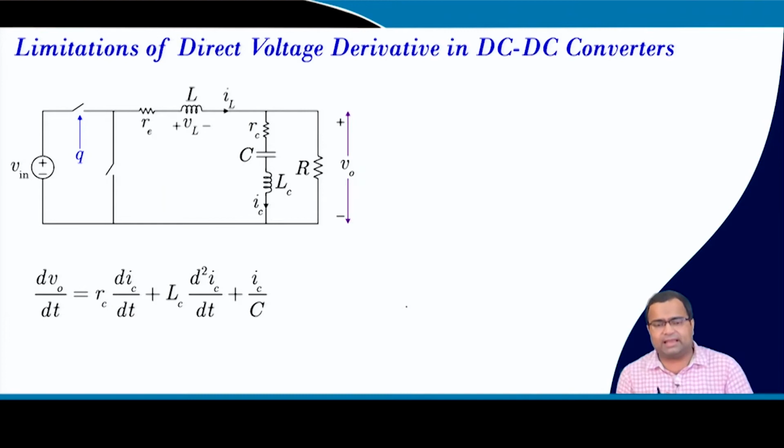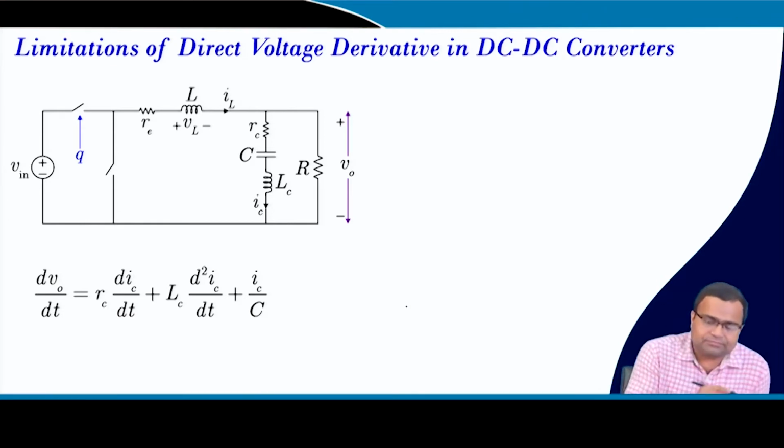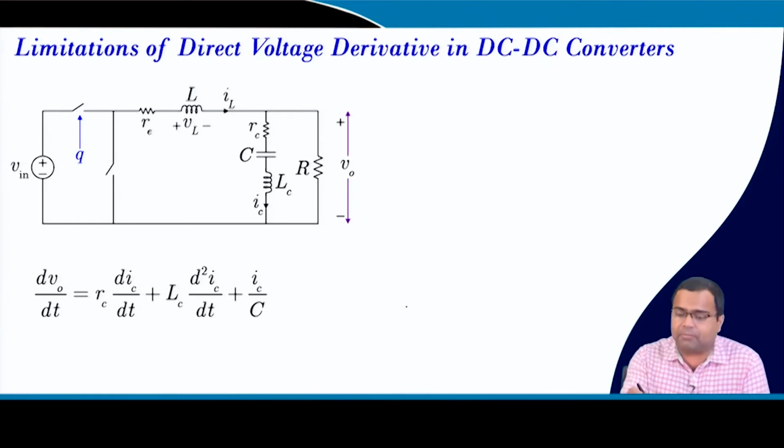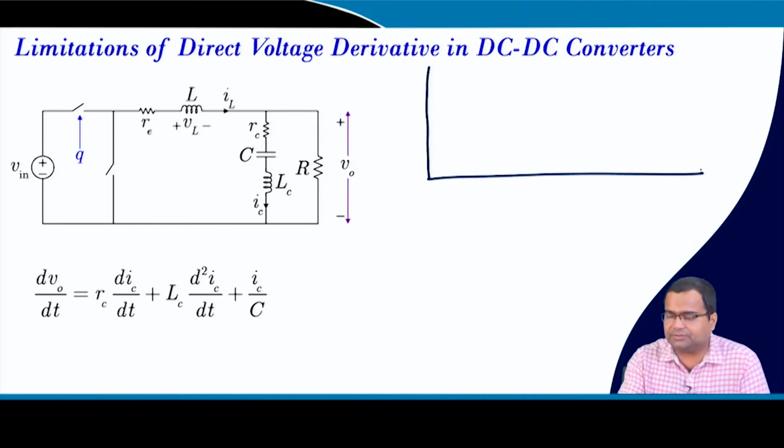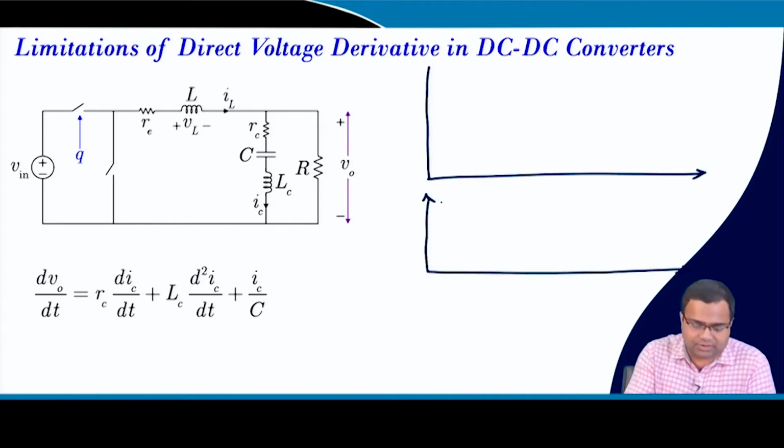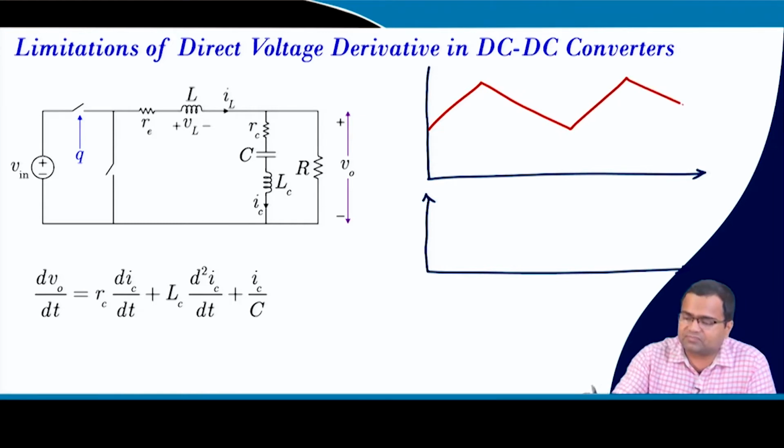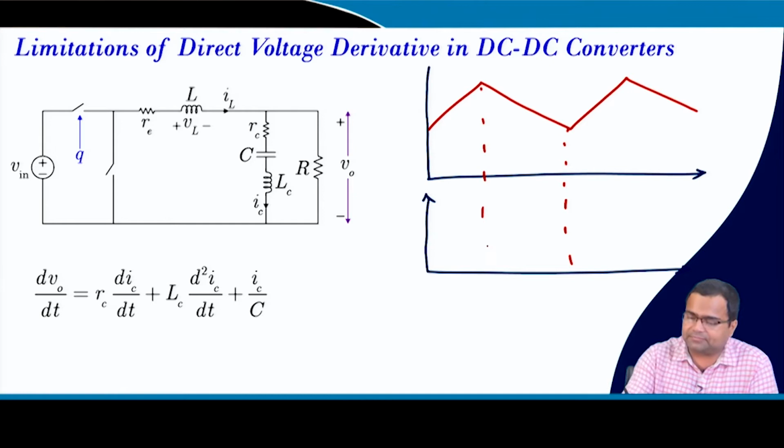But if you take a PID controller in a DC-DC converter, the derivative part of the PID controller creates trouble. Suppose you take a buck converter and draw its waveforms, the voltage and the current waveform. Suppose we are drawing the inductor current waveform like this, and if we extend this.